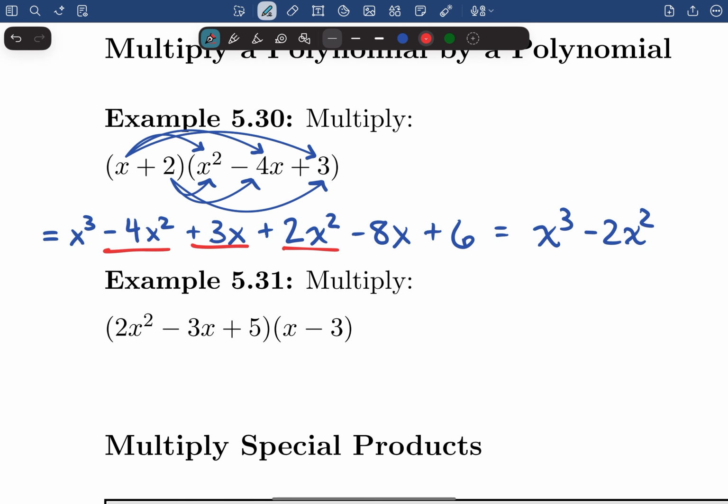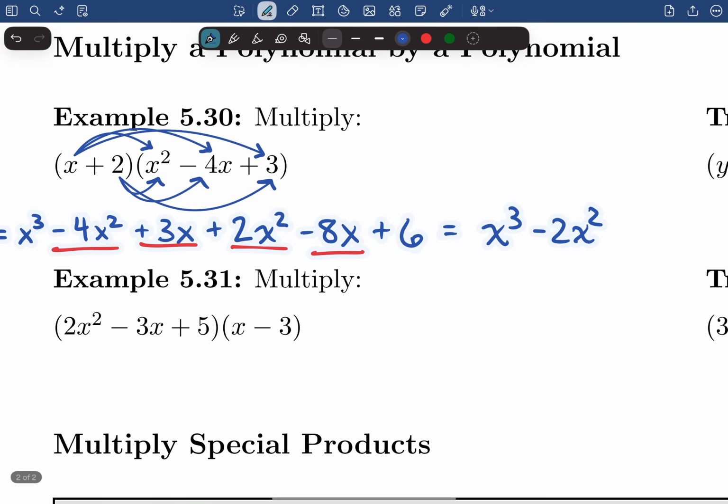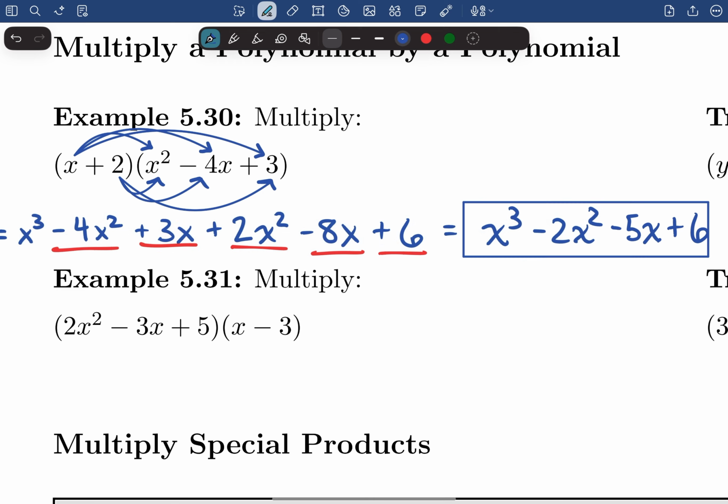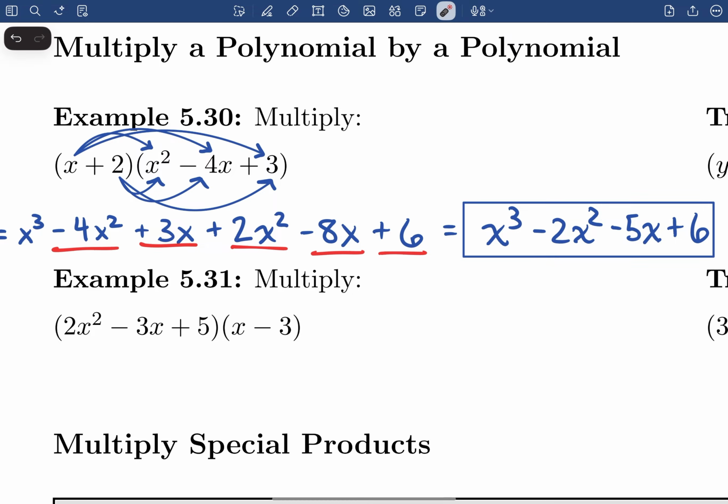And now positive 3x and negative 8x, well, that gives me a negative 5x. And then the only constant is here, this positive 6. So I put the positive 6 at the end, and I have now written my final result of multiplying this binomial by this trinomial. Here it is.